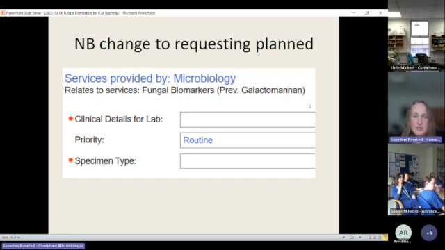So at the moment, as it stands, and this will be changed if I get my way, the only way you can order galactomannan is to type fungal biomarkers, and it previously was called galactomannan. So that is something that I'm intending to change, and you'll be able to order either beta-D-glucan or galactomannan, or both. So when you order this, it actually calls up beta-D-glucan and galactomannan. So sometimes we're doing beta-D-glucan when it is not needed. Again, for clinical details for the lab, you need to put something specific here related to the patient's risk factors for a fungal infection, rather than writing things like routine or fever. And your specimen type should be either serum, BAL, or non-directed bronch.